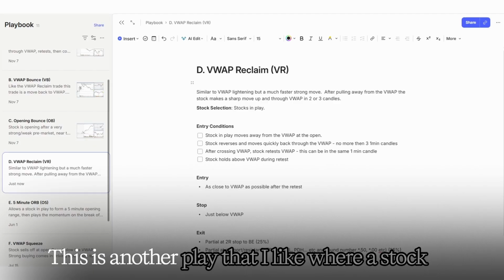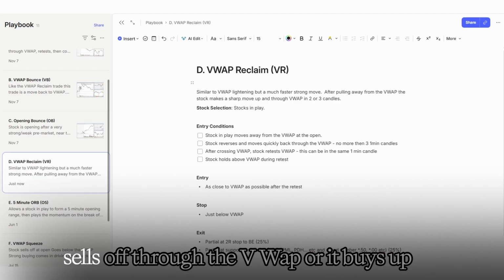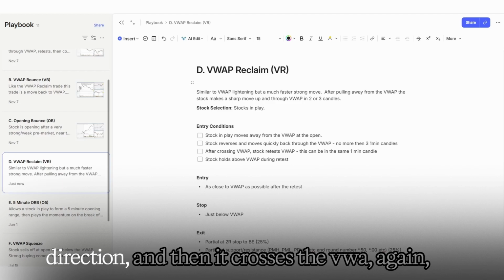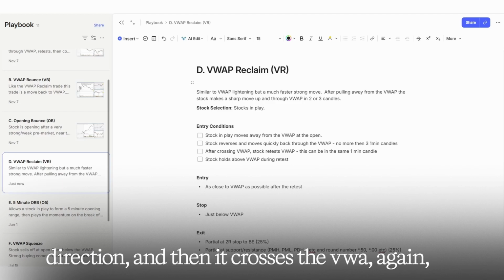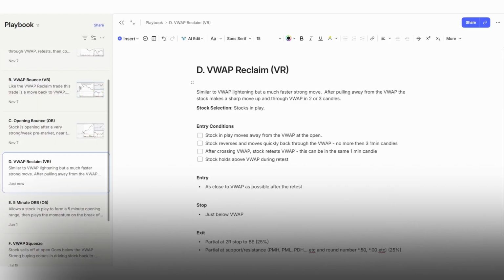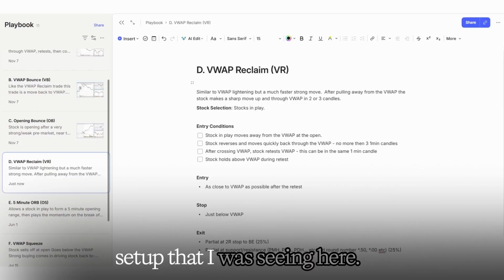And so this is another play that I like, where a stock sells off through the VWAP or it buys up through the VWAP, depending on the direction. And then it crosses the VWAP again, rejects, and comes back through the VWAP. And so this is the kind of setup that I was seeing here.